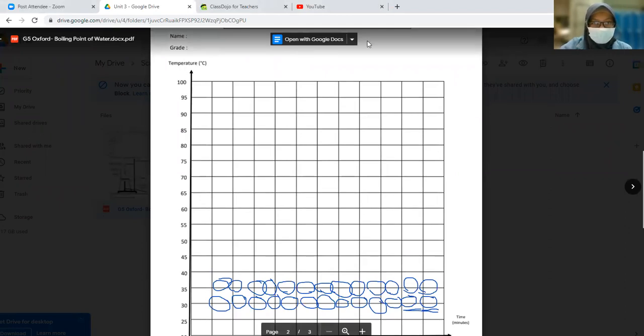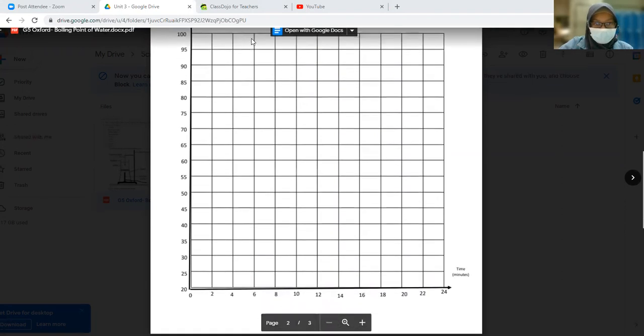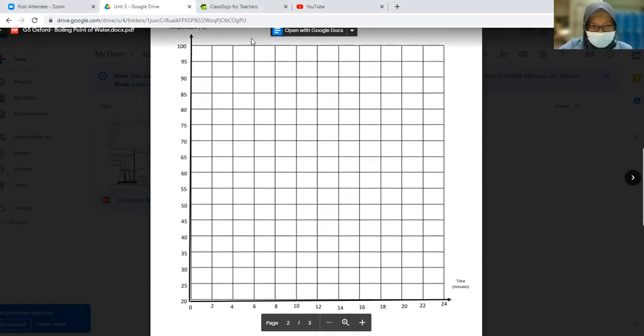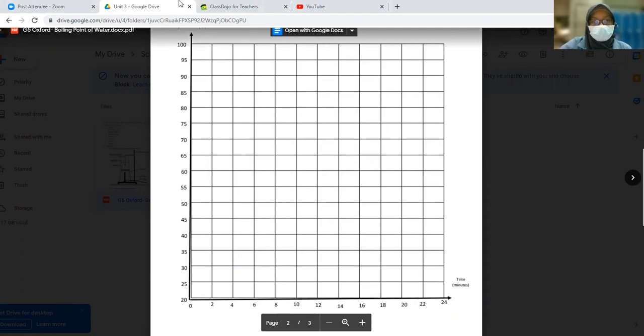It's the same as the graph of melting point. At first we have to draw the points. In minute 0, the temperature is 25, so it's here. On the x-axis it's 0, on the y-axis it's 25. In minute 2 the temperature is 35, so the x-axis is 2 and the y-axis is 35, and then in minute 4 it's 45.